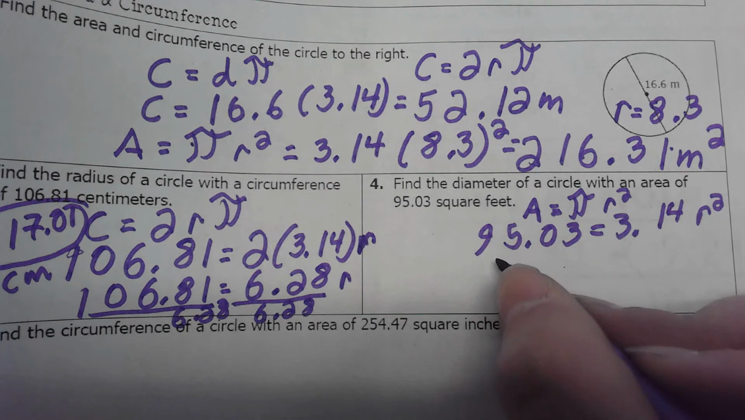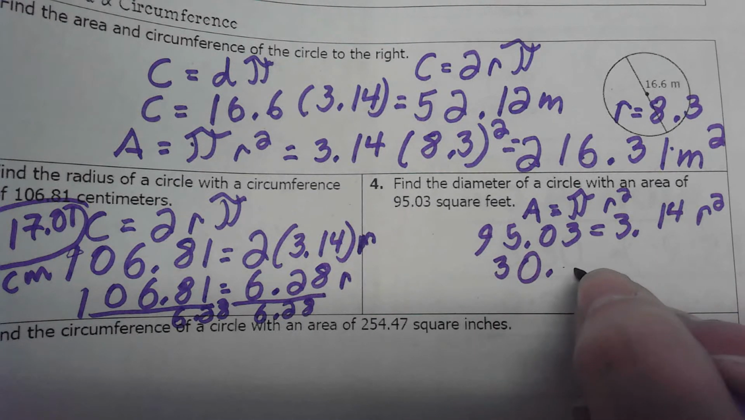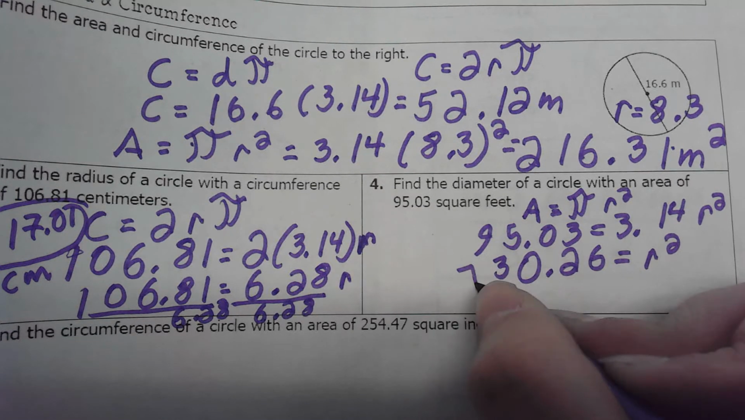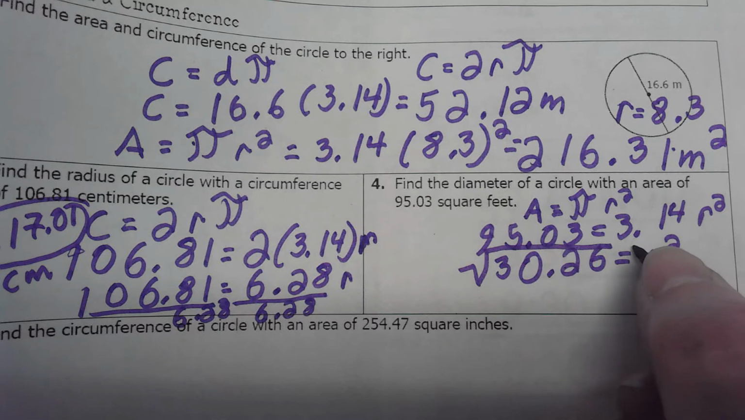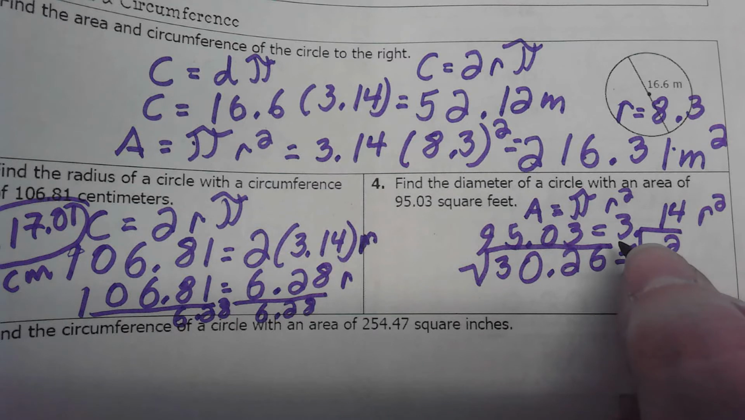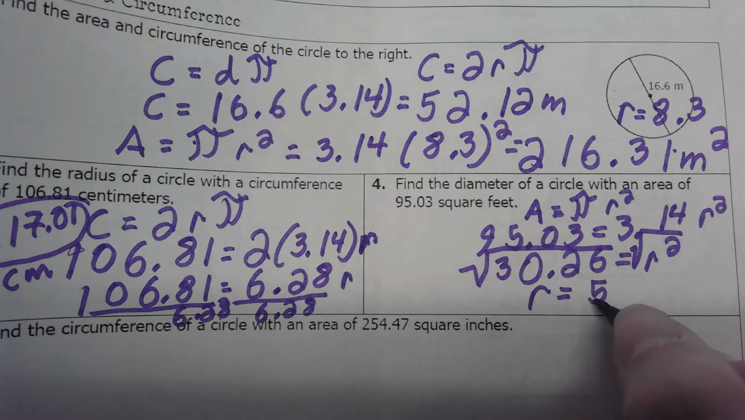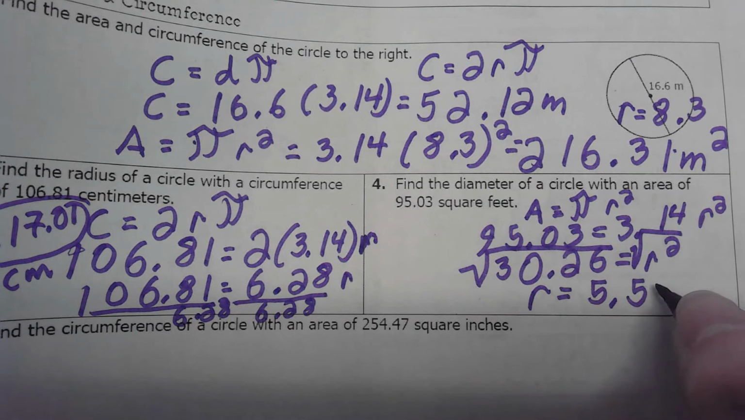Okay, so I get 30.26 is equal to the radius squared. Remember, now I'm going to take the square root of each side. Make sure, everybody, that your calculator is in classic. So I get that the radius is equal to 5.5, and it's going to be feet. Okay, we got the radius.